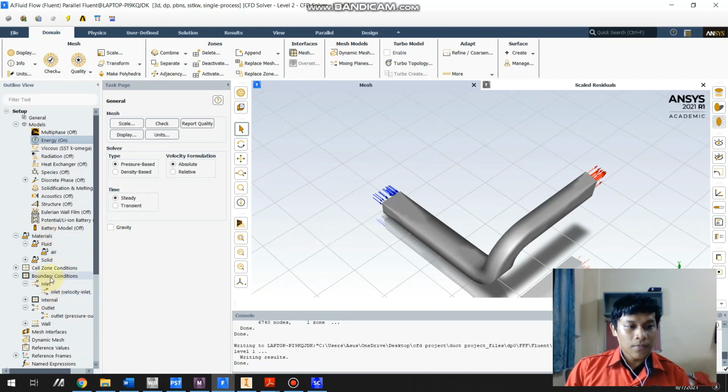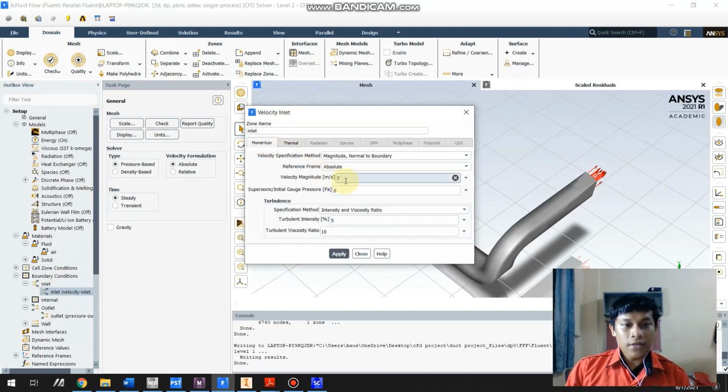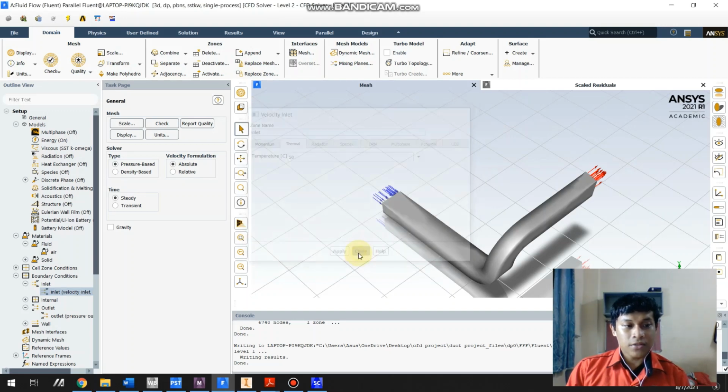Next, we go to the boundary conditions. There are three types of boundary conditions that I identified before in the meshing part: inlet, outlet, and wall. For the inlet, I set the velocity magnitude to 7 meters per second, as the typical velocity of air inside the duct is around 5 to 8 meters per second. So I decided to set 7 meters per second for this case. Next, I set the initial temperature to 50 degrees Celsius. I click apply and close.